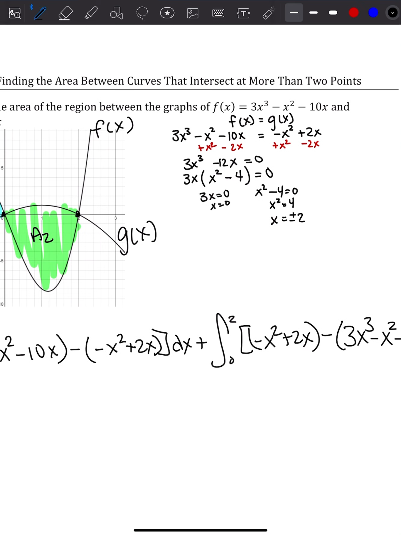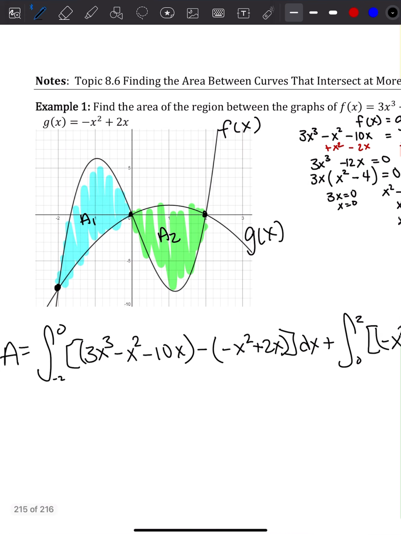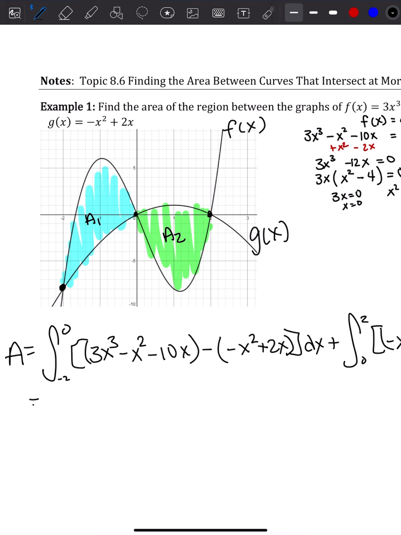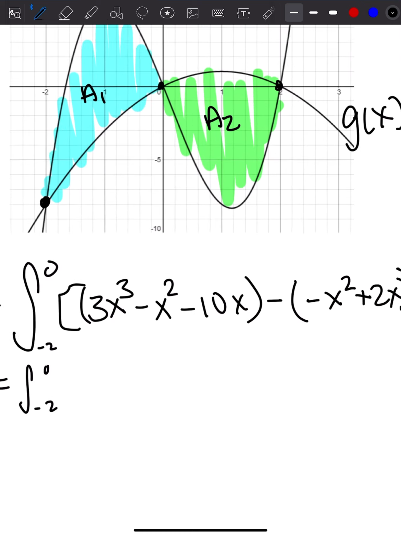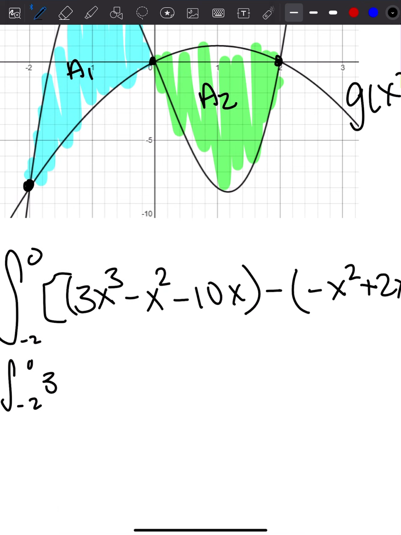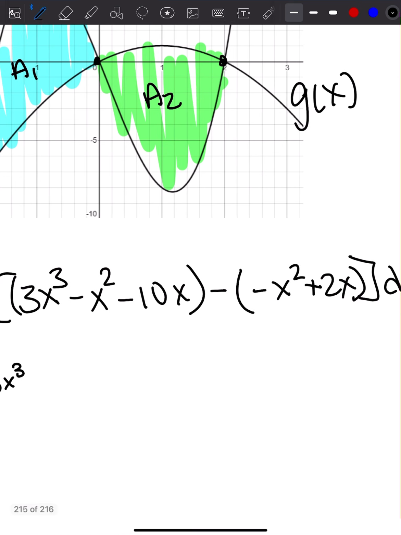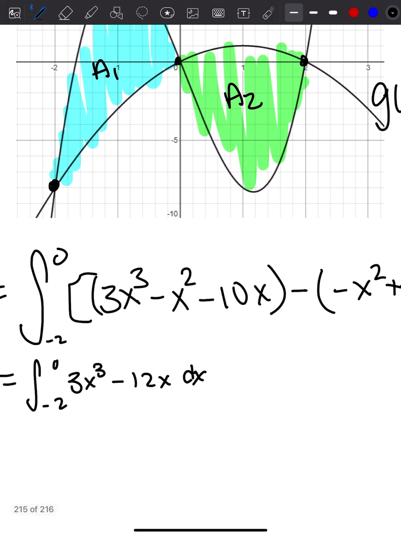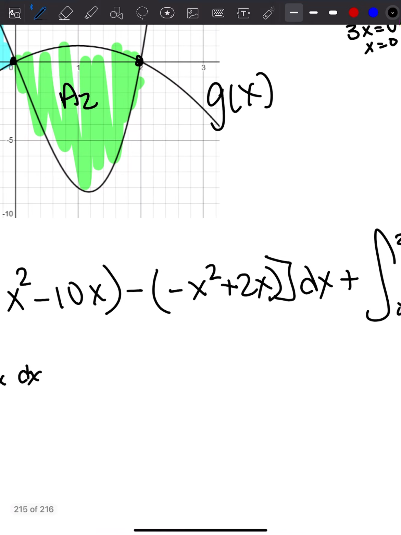From here, we would evaluate what we have on each function. So we would antiderive and do all of these things. So the first thing I'm going to do is then simplify what we have. So we have the integral from negative 2 to 0 of, so I have 3x cubed. I have a negative x squared, but we're going to be adding an x squared to it, so that goes away. I have a negative 10x, and I'm subtracting 2x. So we get all of that is just the integral from negative 2 to 0 of 3x cubed minus 12x.